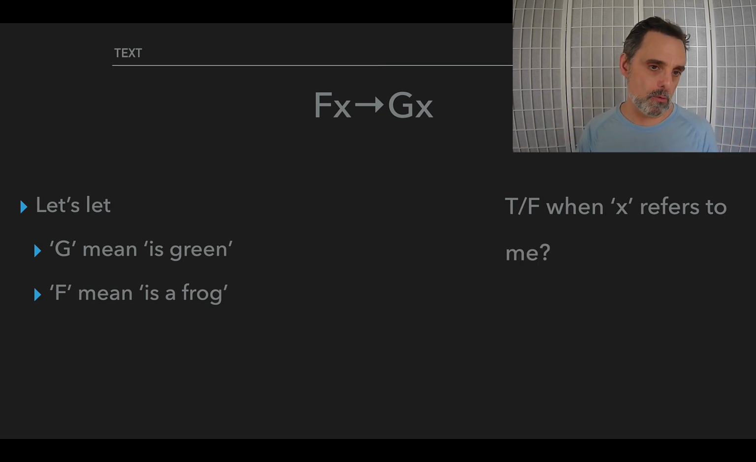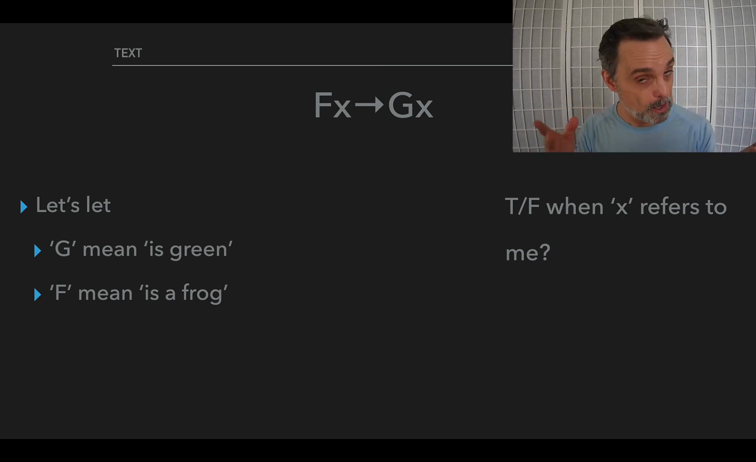Why is it true? Well, I'm not gx, so I make the consequent false. I'm also not fx, so I make the antecedent false. Right? So when we're using x to talk about me, then both parts of the conditional are false. Yeah? So we have if false, then false. And when we have a conditional that's if false, then false, that conditional is true.